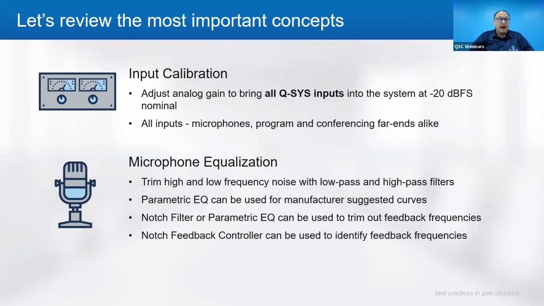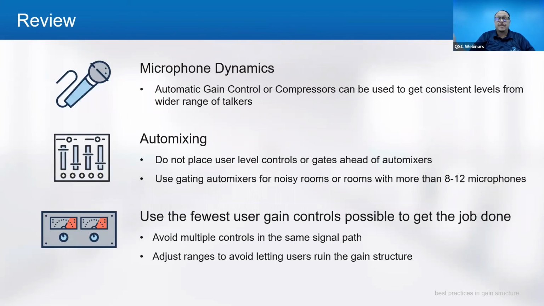So, microphone equalization. We trim the high and low frequency noise with low pass and high pass filters. You add a parametric to put suggested curves in there. You can also use it to notch out problematic frequencies. You can also use one of our notch feedback controllers in there to identify what frequencies are causing the feedback. And then you can add some dynamics after that. Some automatic gain controllers and compressors can be used to get consistent levels from your talkers. And then you have auto mixing. So then we're going to go through them there.